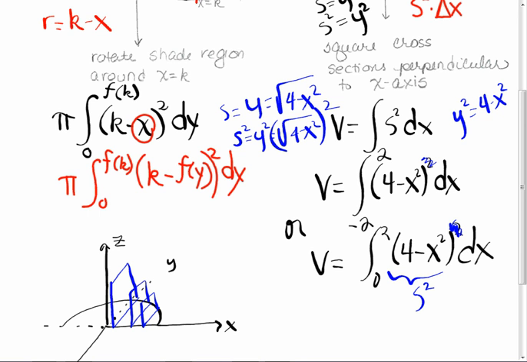When it's going from 0 to 2, you don't get both sides. Oh, I just doubled it. I forgot the 2. Where did we get S from? This is the side of the square.